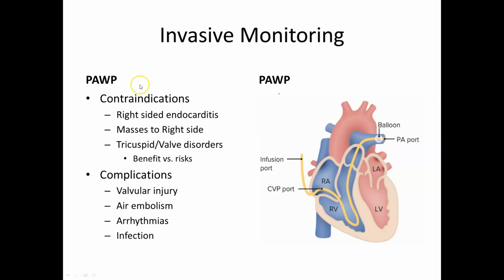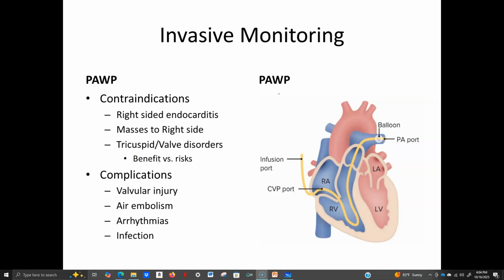Just like our CVP, the PAWP has contraindications and complications. Again, this is going to be more related to the actual heart itself. So if you think contraindications, it's endocarditis, it's masses to the right side. So if I had maybe lung cancer or some sort of issue with fluid accumulation, you could certainly think more about whether or not the PAWP is actually needed. They have tricuspid valve disorders, again, because we do have to thread this one, and that's why I put this picture here, through those valves, and because it's going to come back to that left atrium.